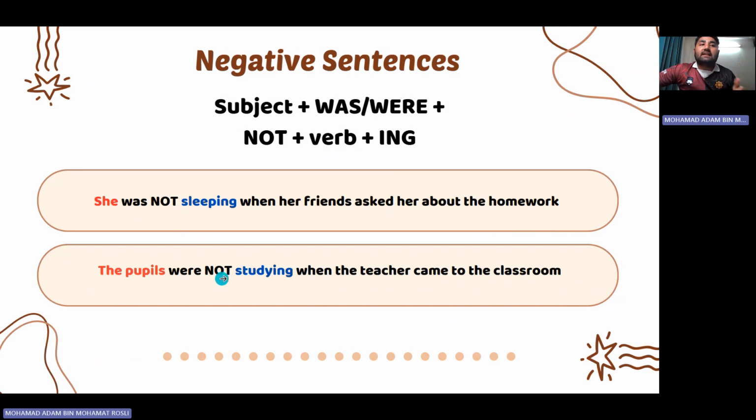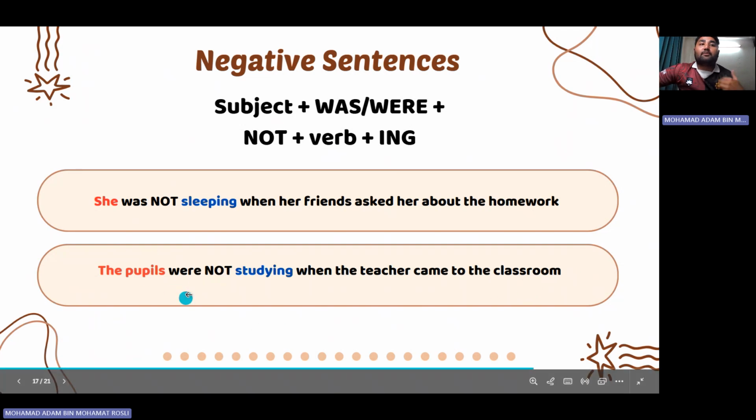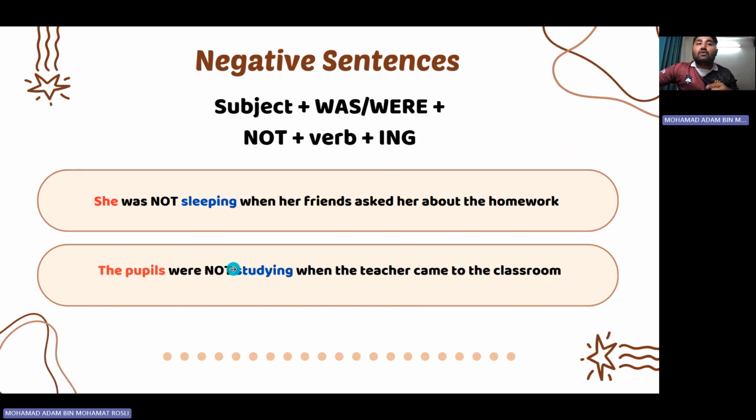This sentence is in negative form. And the same goes with the second example, which is the pupils were not studying when the teacher came to the classroom. The pupils here is a plural subject, so we use were, and then we add not after the verb to be, were. Therefore, it becomes the pupils were not studying when the teacher came to the classroom.